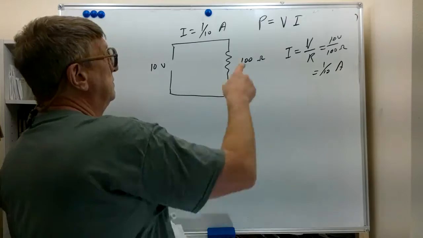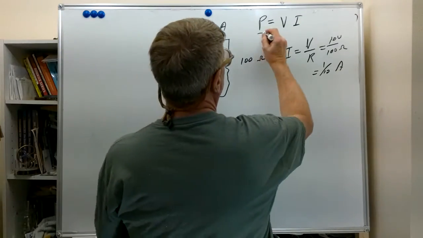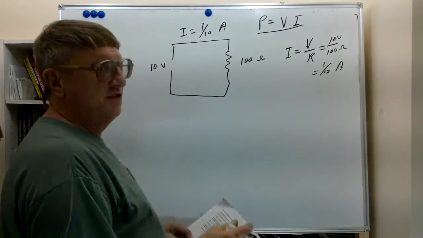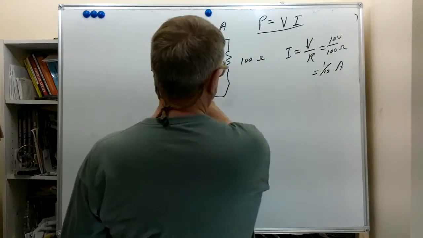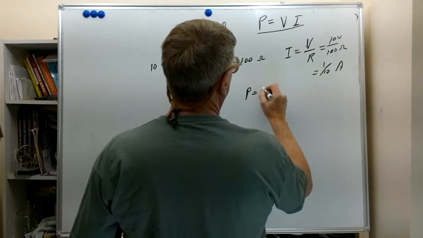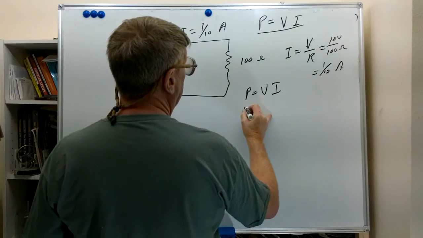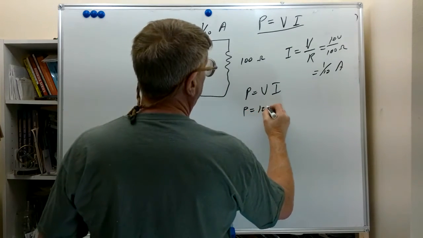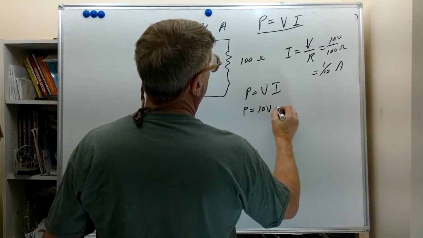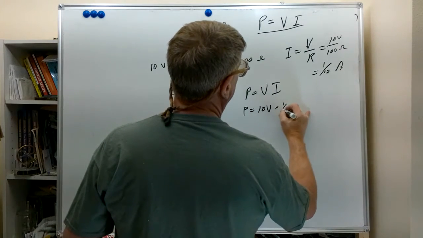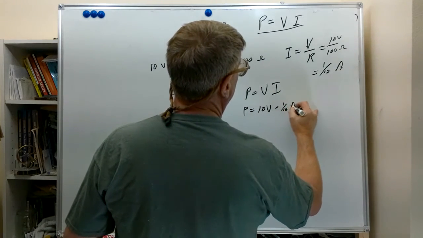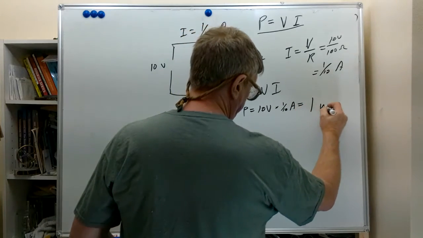Now power, we have a formula for power. Power equals voltage times current. So we take this voltage, power equals voltage times current. So power will equal, in this case, 10 volts times 1/10 of an amp, which will be 1 watt.